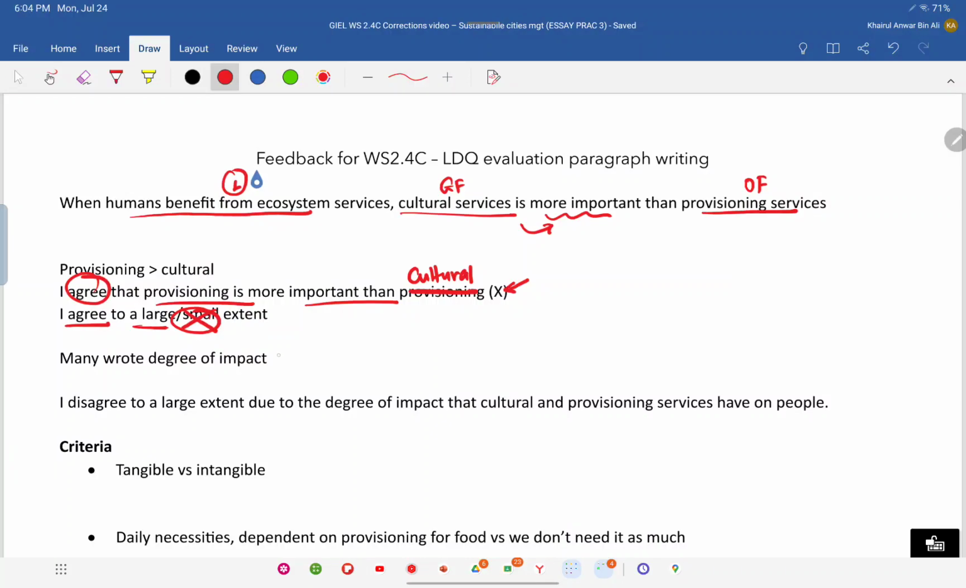Criteria wise, a lot of you wrote about degree of impact, and you realize actually in my marking that I didn't award much for those who wrote degree of impact. In theory, actually it's not as relevant. Okay, but we'll talk into that a bit later in this video.